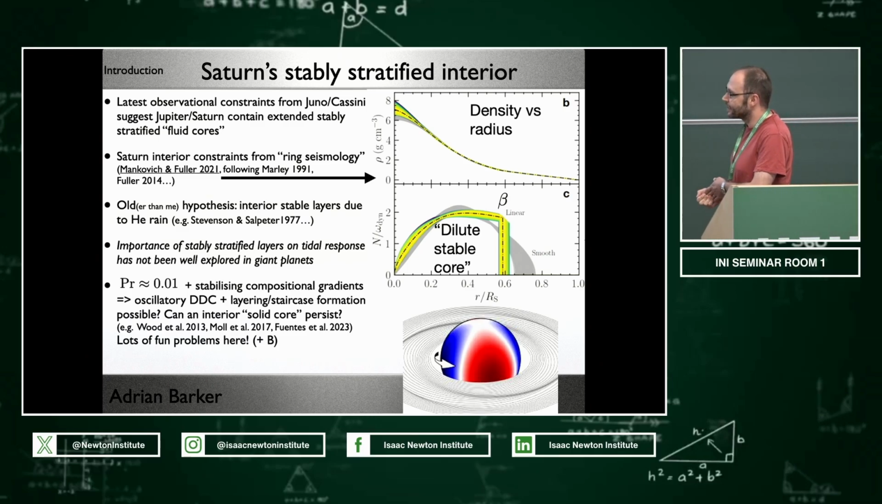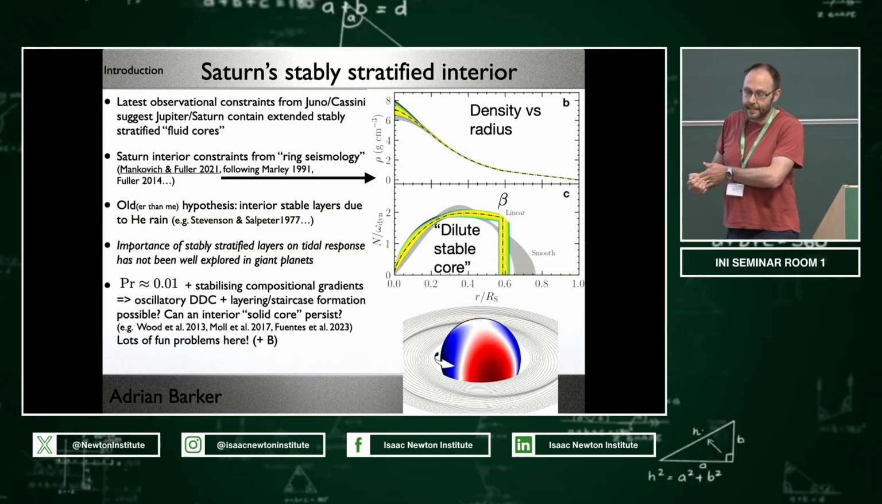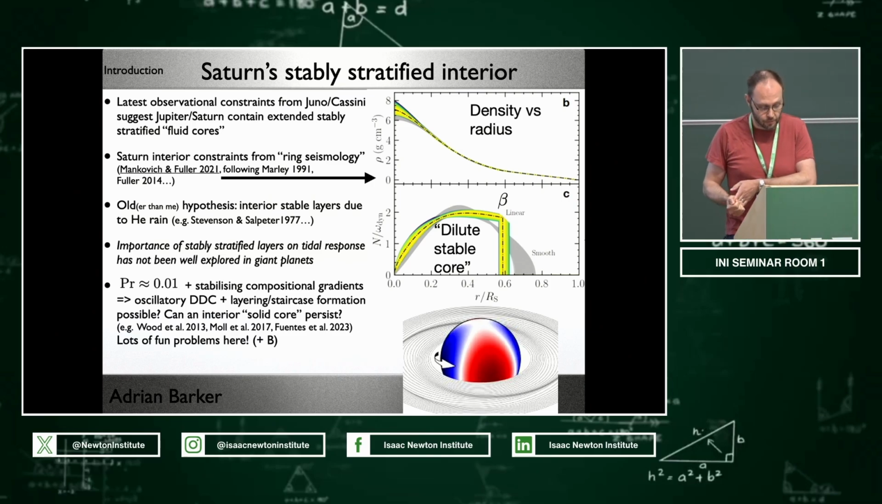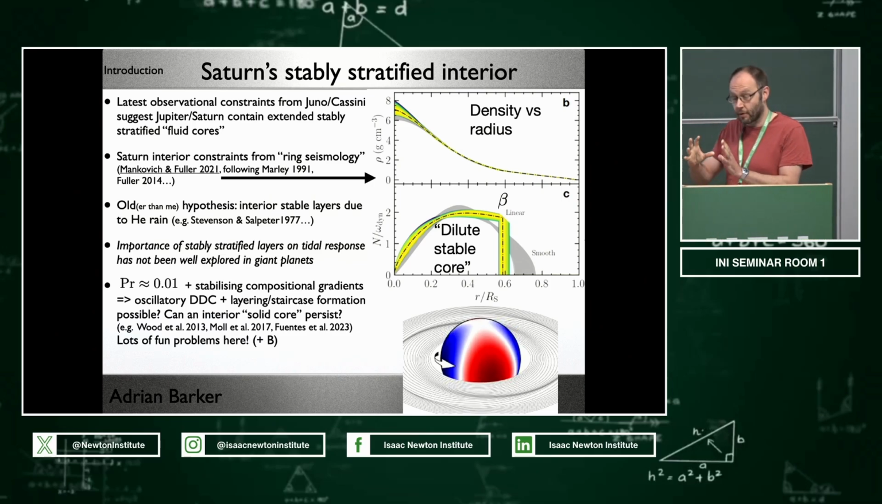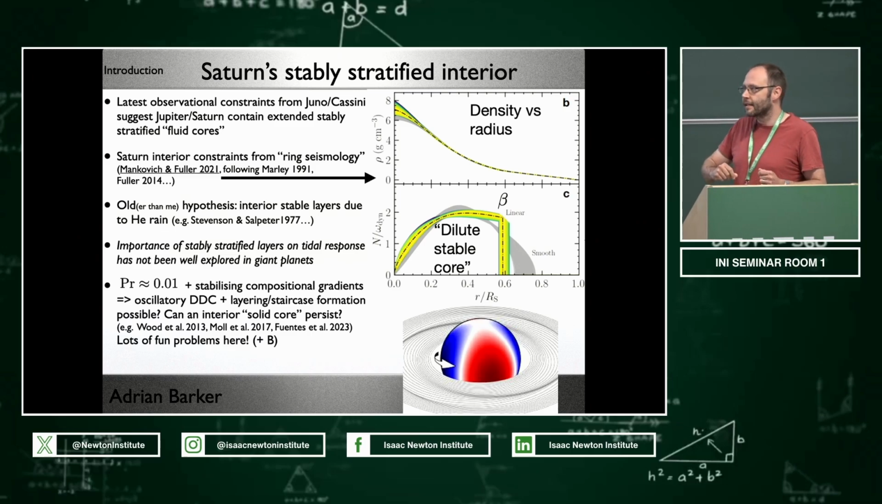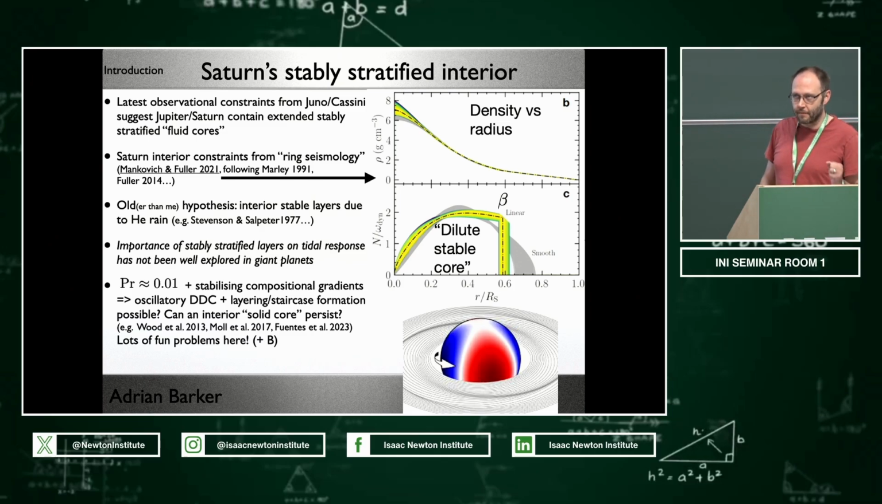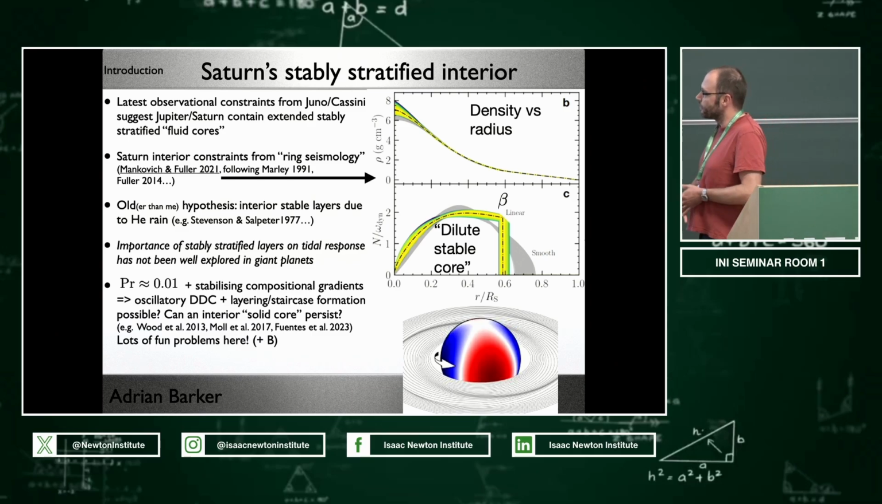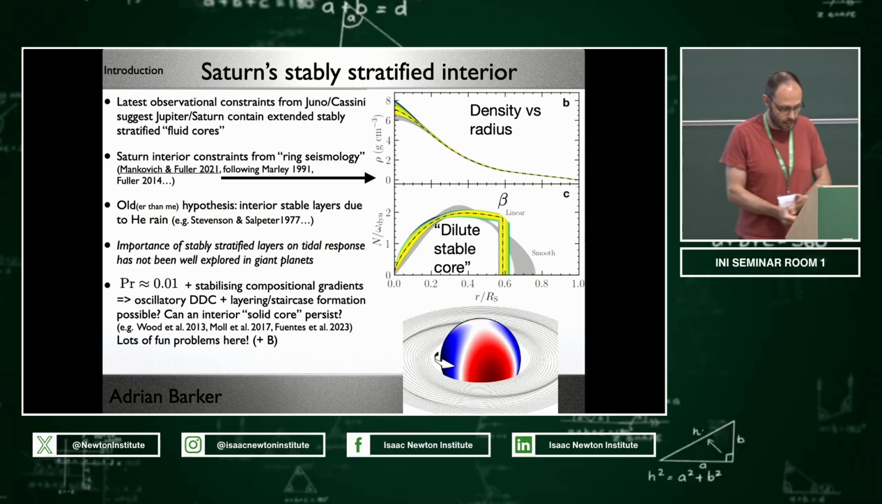This is very different from classical pictures of giant planet interiors where we might have a solid core in the interior, more or less, with a neutrally stratified convective envelope. This is a very different picture to that, and it's a more recent picture. And I don't think the implications of this have been fully understood. So I'm going to focus on the importance of this stably stratified layer for the tidal response, which hasn't been that well explored.